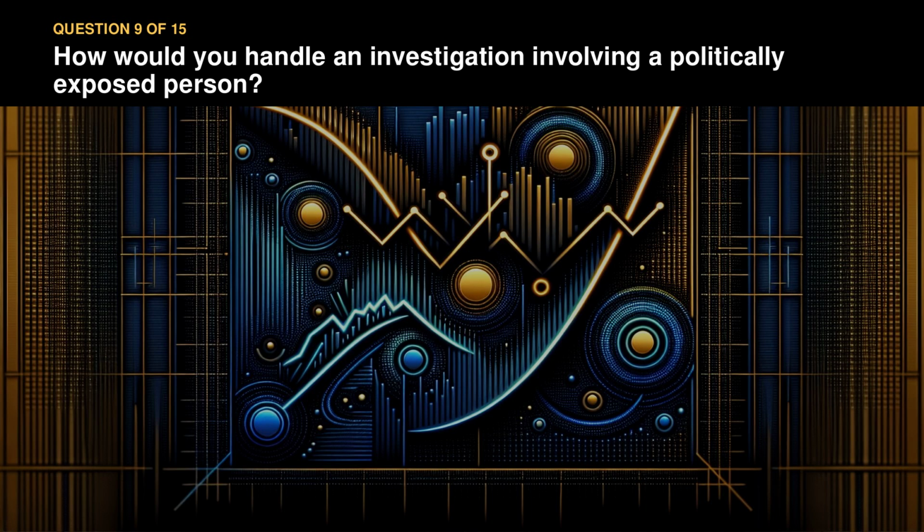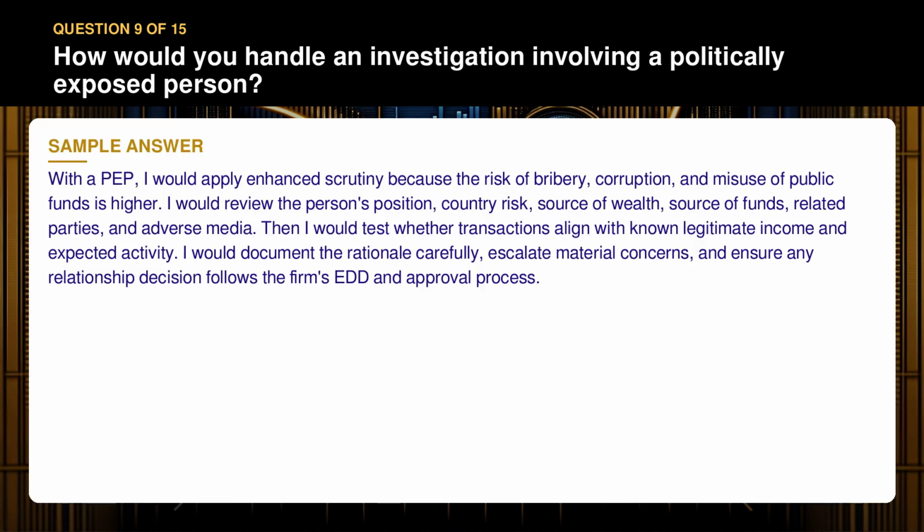Question 9. How would you handle an investigation involving a politically exposed person? With a PEP, I would apply enhanced scrutiny because the risk of bribery, corruption, and misuse of public funds is higher. I would review the person's position, country risk, source of wealth, source of funds, related parties, and adverse media. Then I would test whether transactions align with known legitimate income and expected activity.